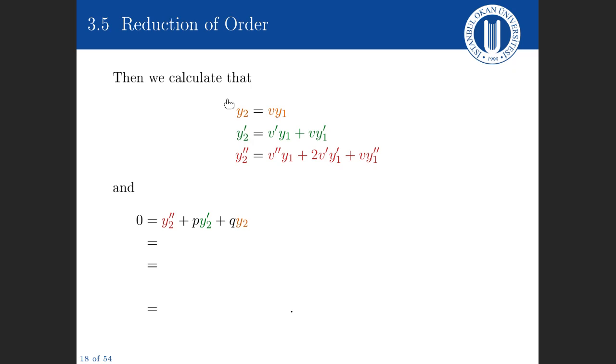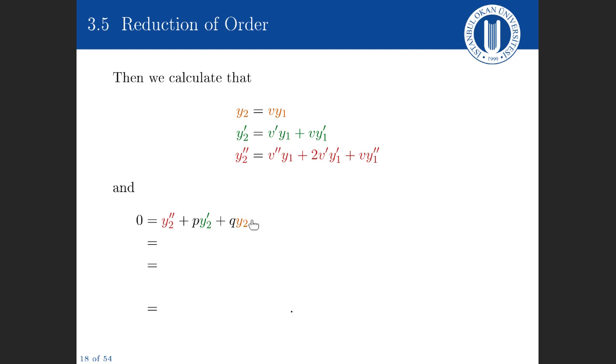So what we do is we calculate like this. We're starting with y2 equal to v y1. Differentiate this using the product rule. y2' is v' y1 plus v y1'. And differentiate a second time. y2'' must be v'' y1 plus 2v' y1' plus v y1''.